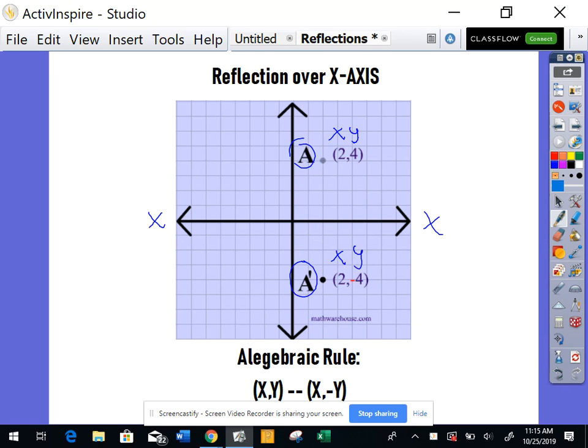Over here, on the top one, the y is positive 4. The opposite of positive 4 becomes negative 4. So when we're reflecting an object over the x-axis, the x stays the same, the y becomes opposite. Okay?